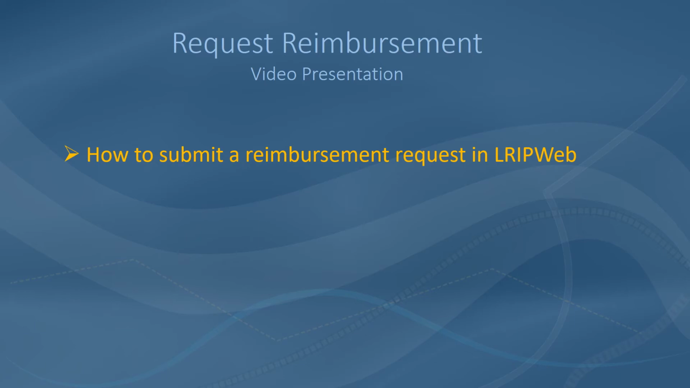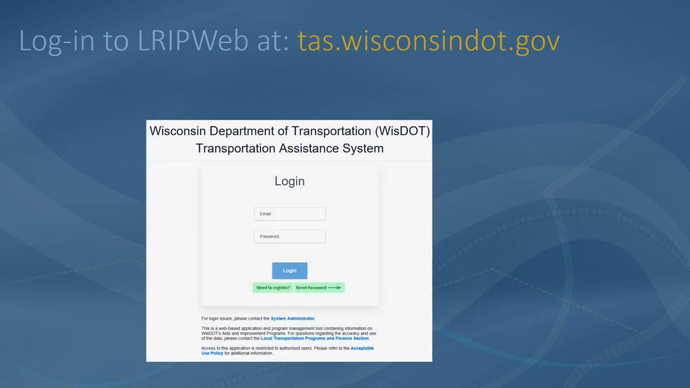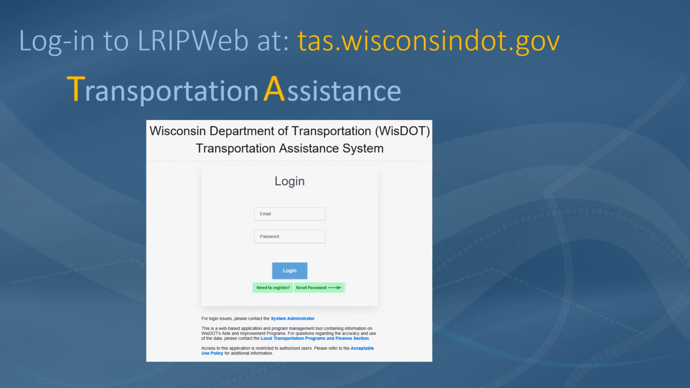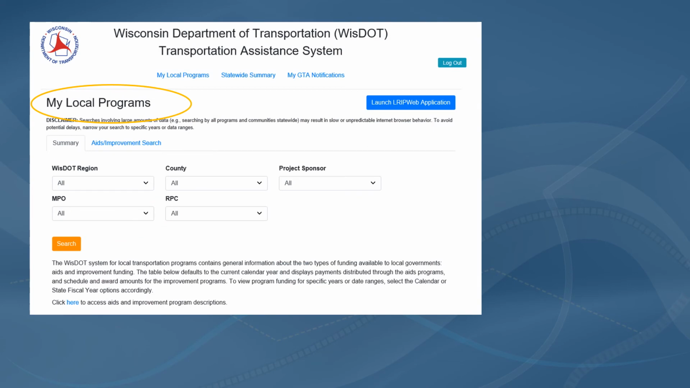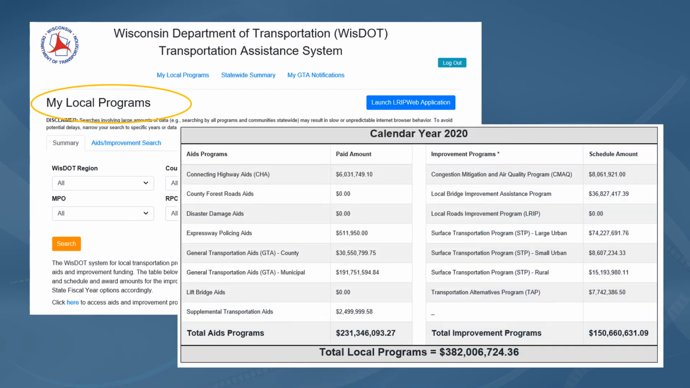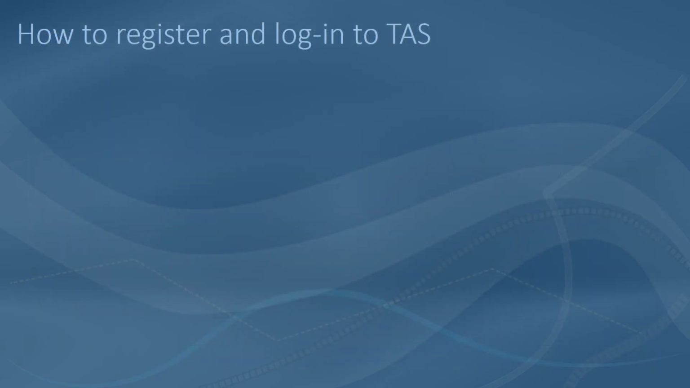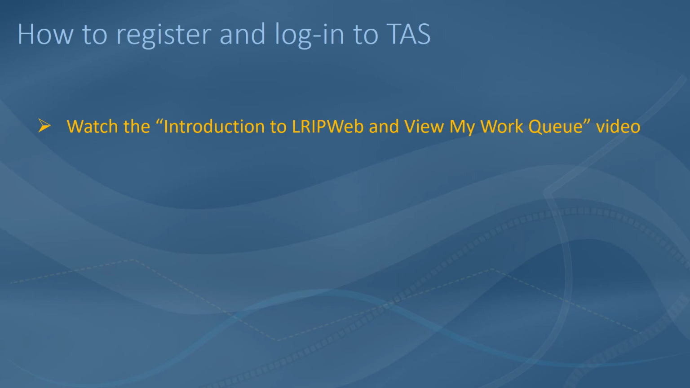As a reminder, to access LRIP Web, all users will now log in via the new web-based Transportation Assistance System known as TAS. TAS provides authorized local government officials access to data pertaining to their transportation aids and improvement program funding distributed by WSDOT. For more information on how to log into TAS, please refer to the Introduction to LRIP Web and View My Work Queue video for instructions and for an overview of how to navigate within LRIP Web.